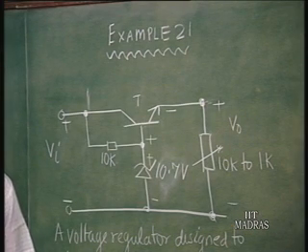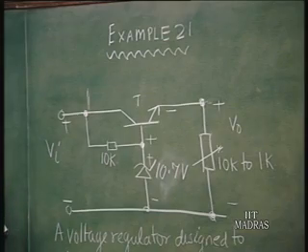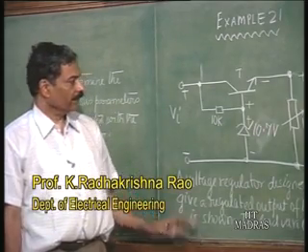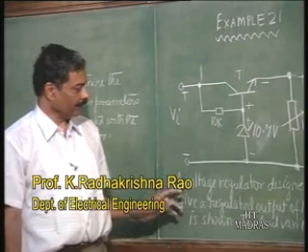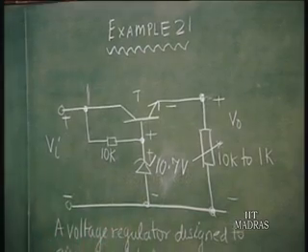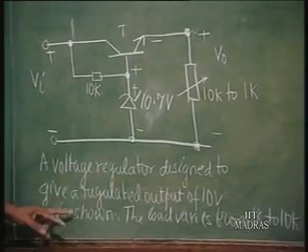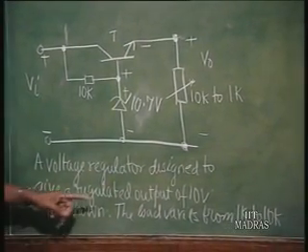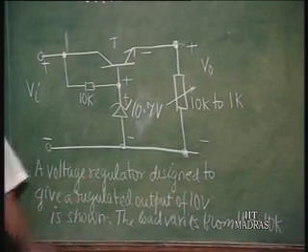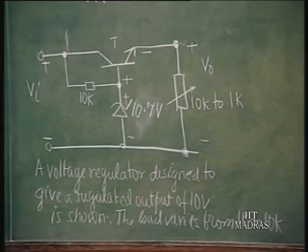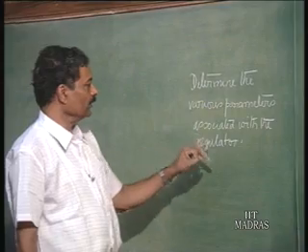In order to understand what we have discussed so far, let us see example 21, where the voltage regulator is designed. A voltage regulator designed to give a regulated output of 10 volts is shown in figure. The load varies from 1 k to 10 k. Determine the various parameters associated with the regulator.